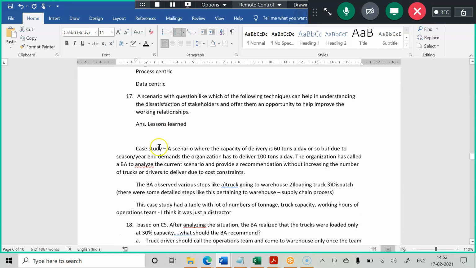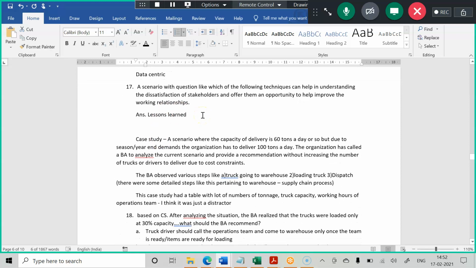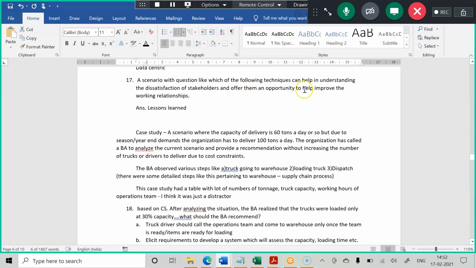Then mostly it was techniques, like which technique can help in understanding the dissatisfaction of stakeholders and offer them an opportunity to help improve the work. That is lessons learned.